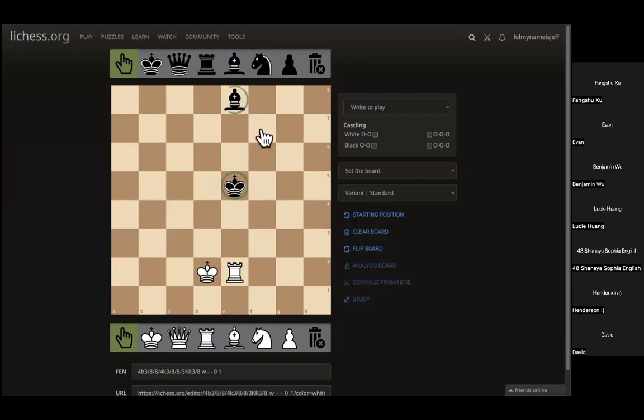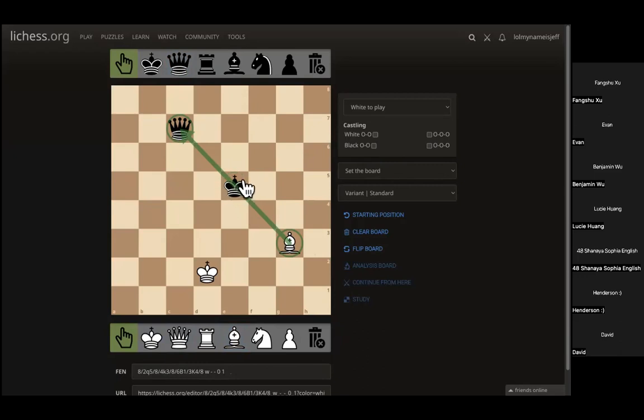And there are three pieces that can do a skewer, which are the rook, bishop, and queen. So this is an example of a rook skewer. And an example of a bishop skewer would be on a diagonal. So let's say something like this. This is an example of a skewer with a bishop. Basically, it's on a diagonal when two of our opponent's pieces are on a diagonal.